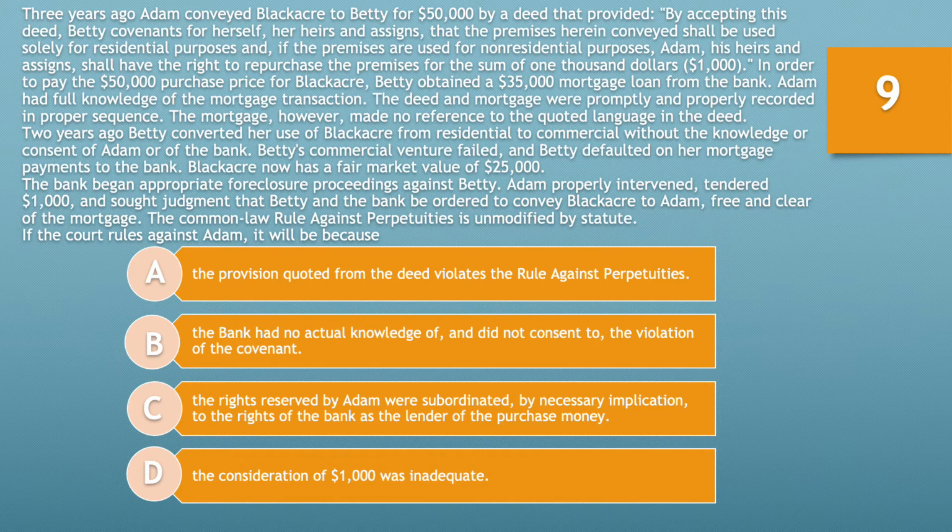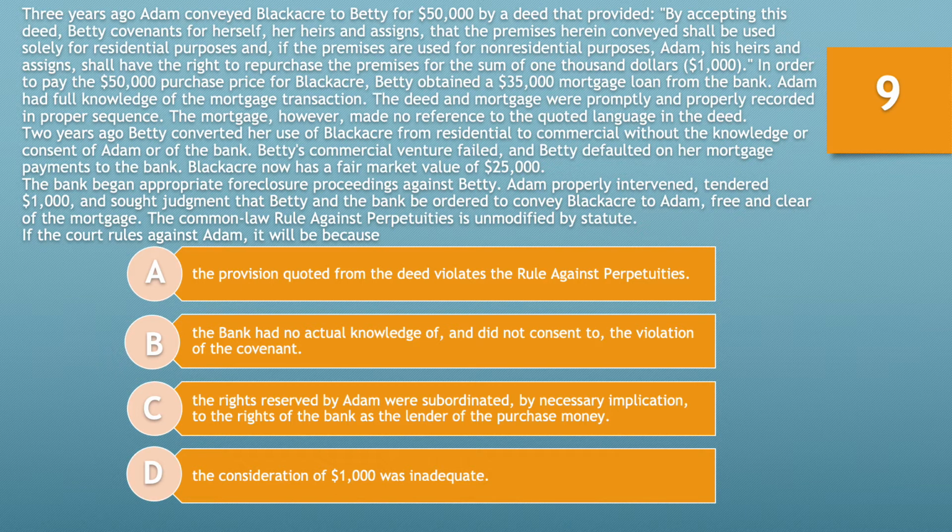In order to pay the $50,000 purchase price for Blackacre, Betty obtained a $35,000 mortgage loan from the bank. Adam had full knowledge of the mortgage transaction. The deed and mortgage were promptly and properly recorded in proper sequence. The mortgage, however, made no reference to the quoted language in the deed. 2 years ago, Betty converted her use of Blackacre from residential to commercial without the knowledge or consent of Adam or of the bank.